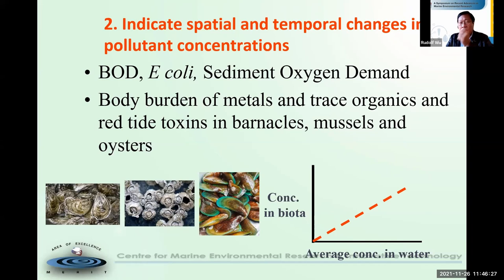correlation or regression curve, all you need to do is to take a mussel sample, take an oyster sample from the field, and then you measure the concentration of pollutant, which is relatively easy because it's sometimes 10,000 times higher than the concentration in water. Then you can estimate whether the pollution level is acceptable, high or low in the environment.